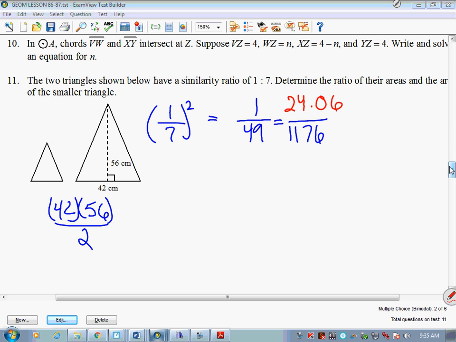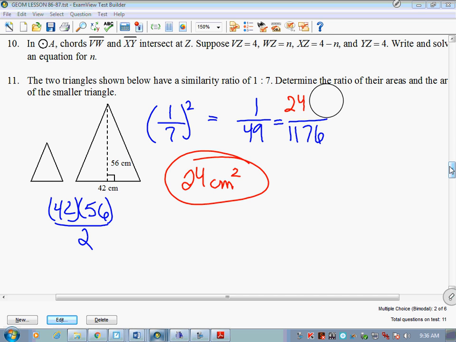24.06. And let's see. Do they say to round it to the nearest? No, they don't. But we're just going to take it as 24 centimeters squared. Okay? What's that? Oh, so 24.06 was wrong? Oh, okay. So we didn't have to worry about that anyway then. Okay. All right. That's it.